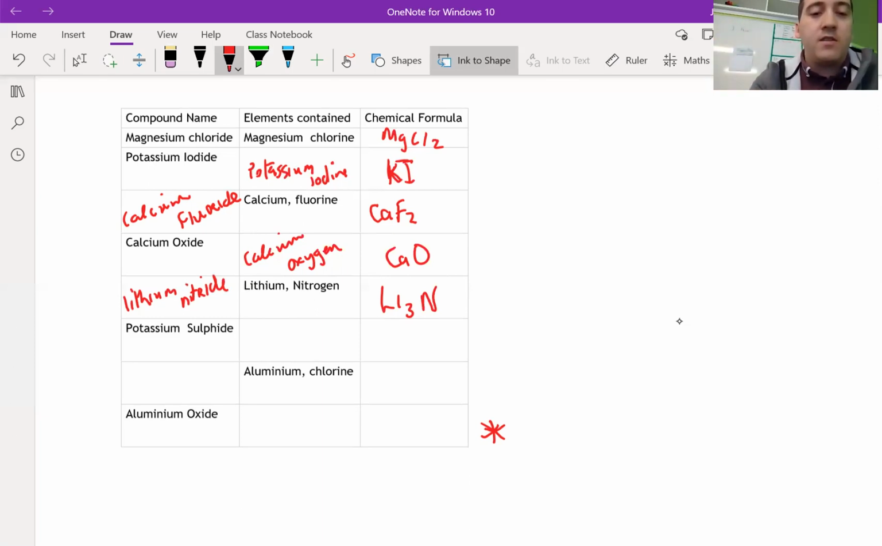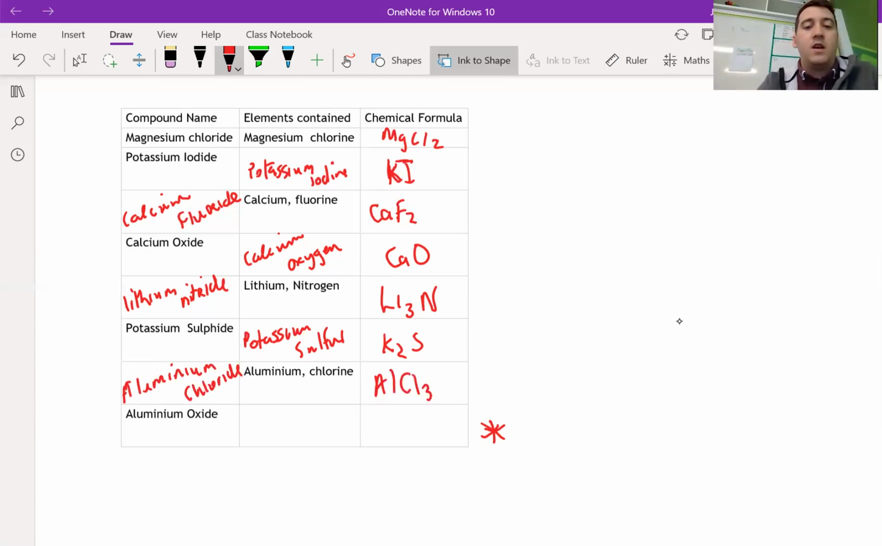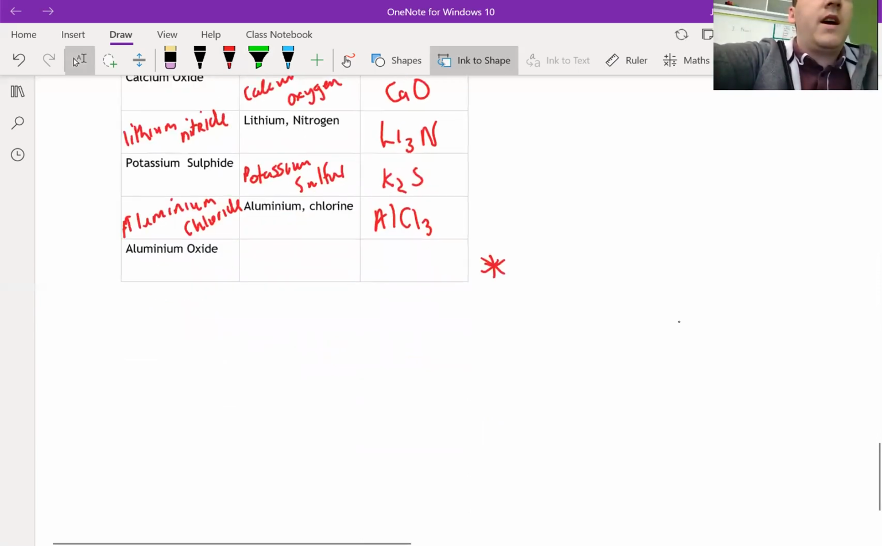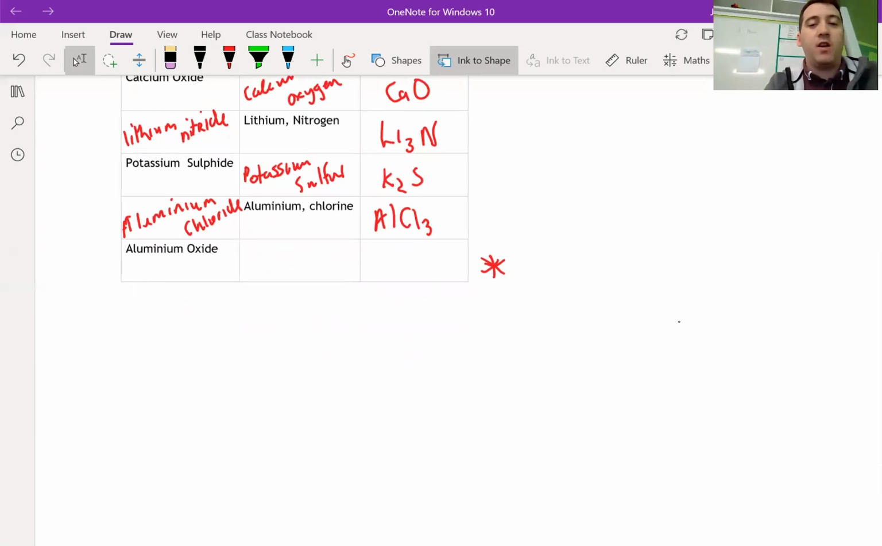Potassium sulfide has the elements potassium and sulfur, and the formula is going to be K2S. Well done if you got that right. Aluminium chlorine is going to be aluminium chloride, is the name, aluminium chloride, and the formula is AlCl3. Well done. The last one, and I'm going to show you how to do this for anybody who struggled with it, and really mean bonus points if you got this one right.